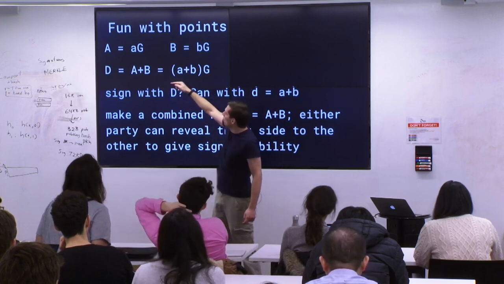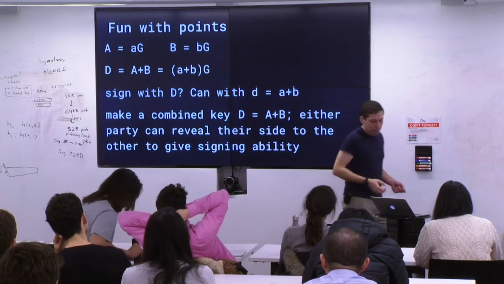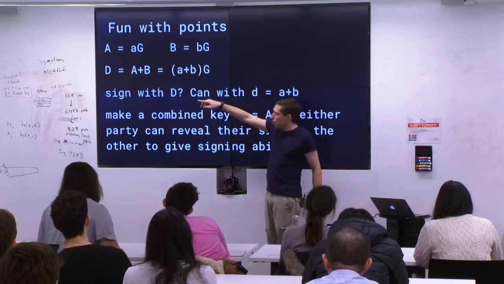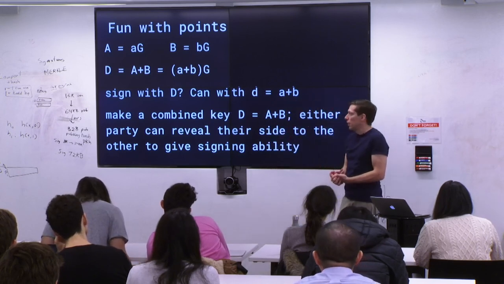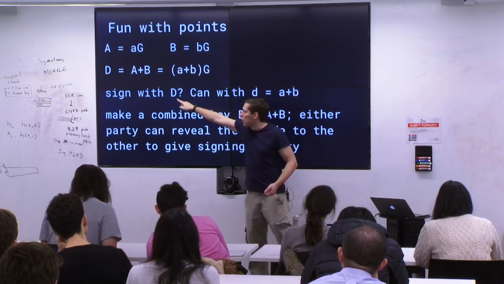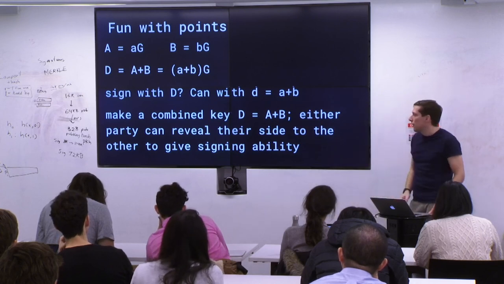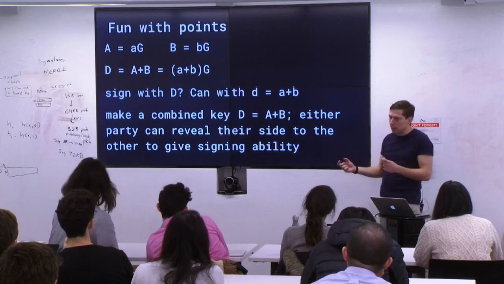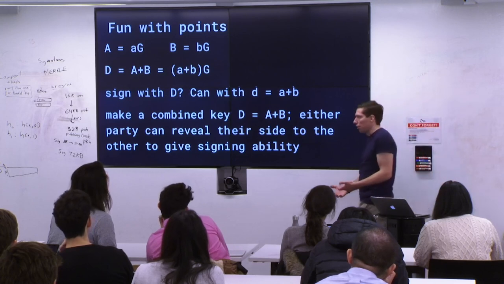A times G plus B times G is the same as (A plus B) times G, which is another really cool property. So what if I compute this public key D, and I say I want a signature from public key D? You can. The private key, little d, which can sign for this, is just little a plus little b. So you can make a combined key, and Alice has little a, Bob has little b, and they could reveal it to each other and allow the other person to make a signature with d later.